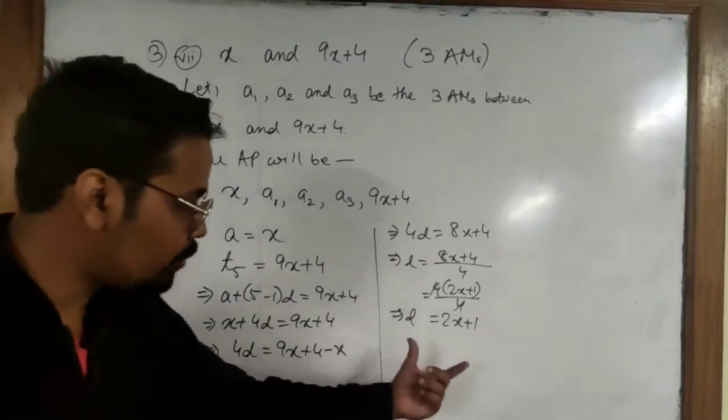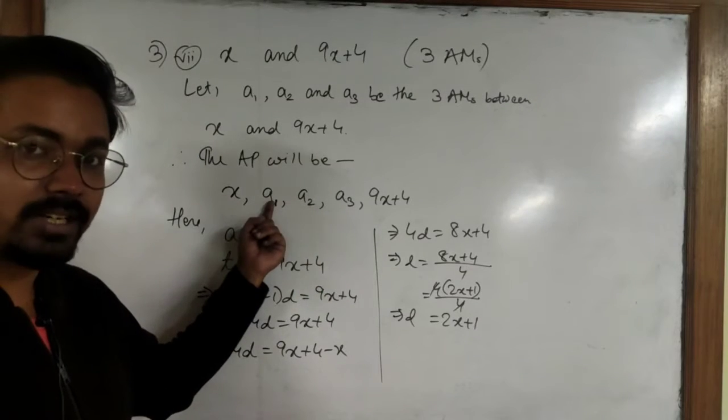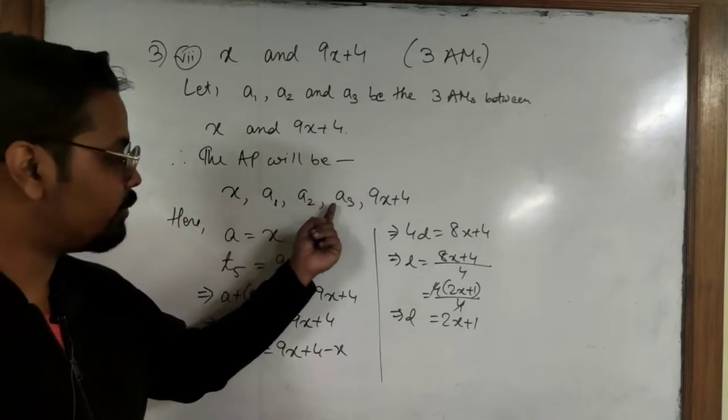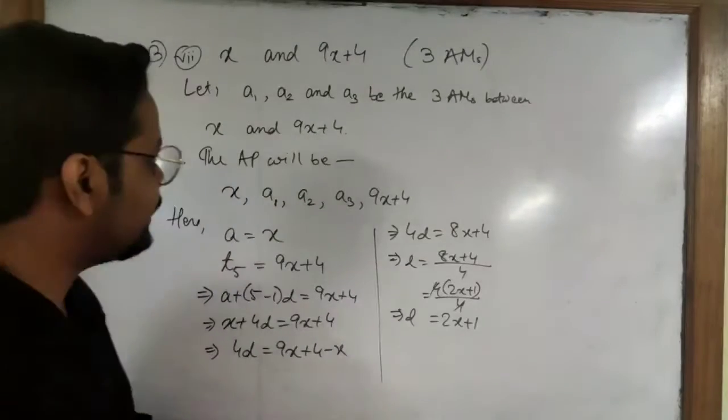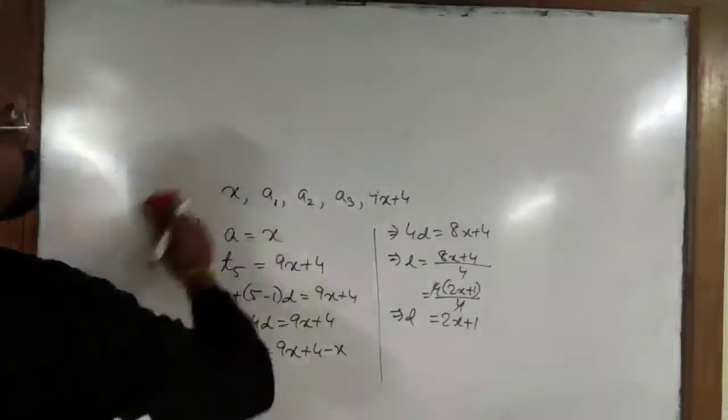So now that you have the common difference, you can find these terms. You add the common difference to x, you get the second term. You add the common difference to the second term, you get the third term. You add the common difference to the third term, you get the fourth term. So let's do it like that. Let me erase this part. Okay, so these are our terms.